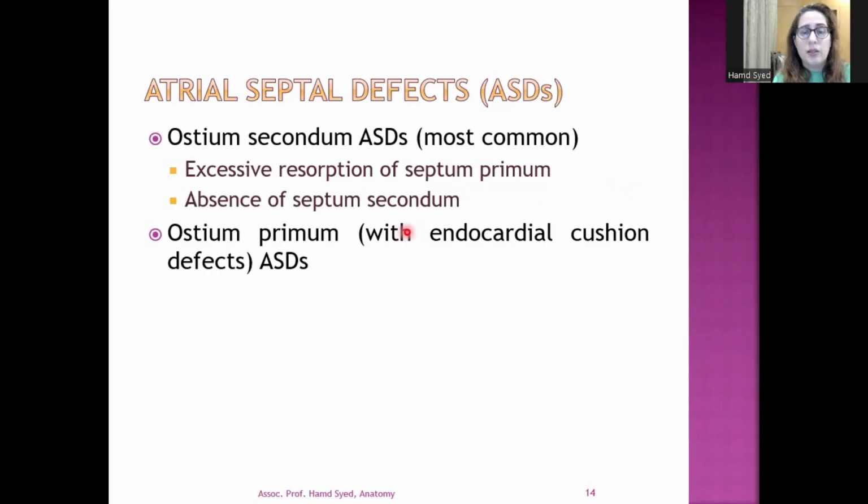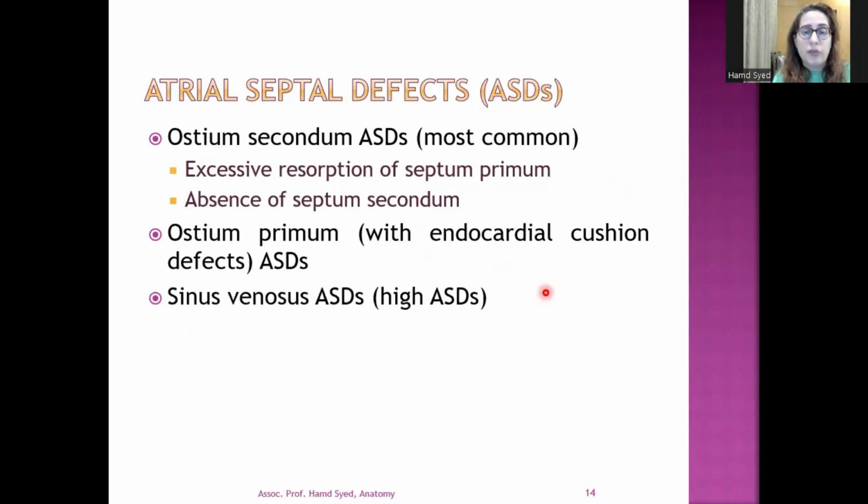In this case, if you recall, I had told you that the endocardial cushions, the superior and inferior ones, grow towards the septum primum, closing it inferiorly. If these endocardial cushions fail to grow to seal off that ostium primum, then that can cause the ostium primum type of atrial septal defect.